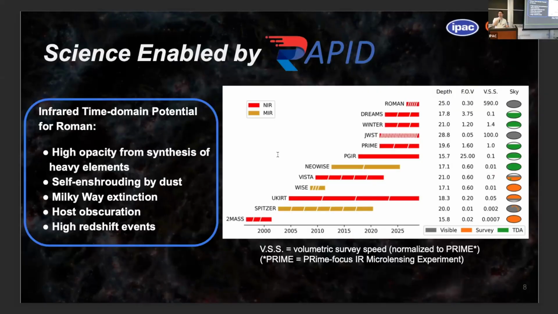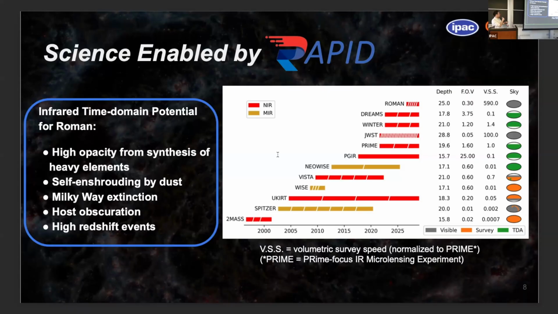So I'll talk a little bit about, again, the science that we're trying to enable here. In the infrared, specifically for Roman, there's a lot of unique science cases you can probe. One, of course, that gets a lot of attention since the discovery of merging neutron stars and kilonovae is that high opacity from the synthesis of these very heavy elements in r-process neutron capture can push the SED of these transients further into the infrared.